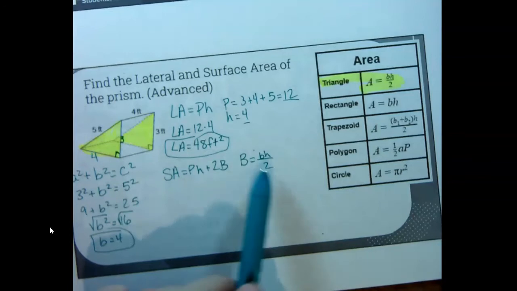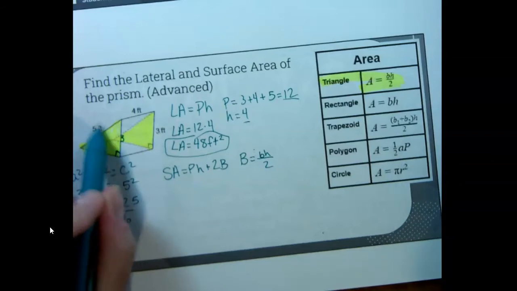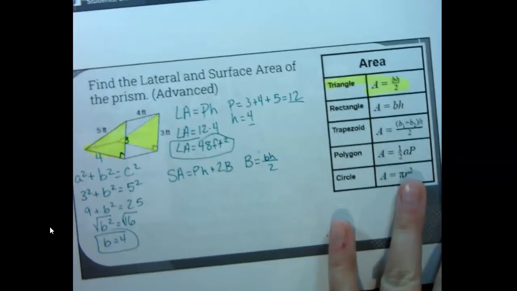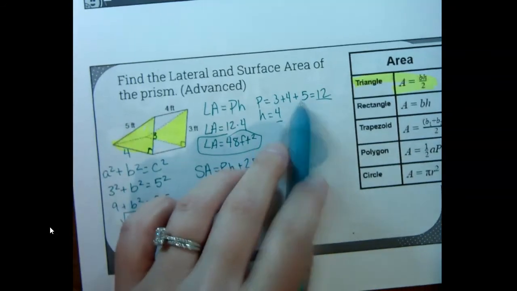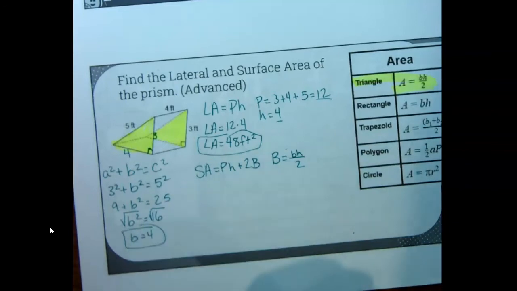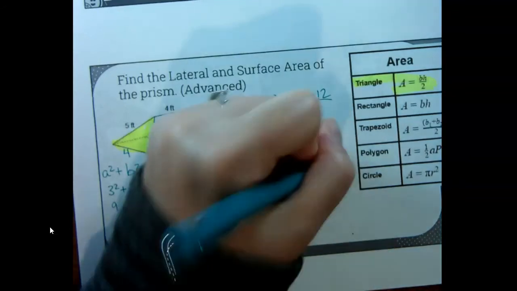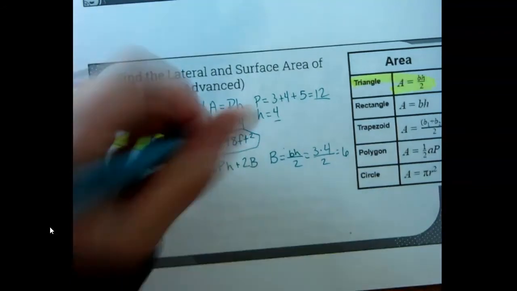Remember, it's super important that the base and the height of the triangles are always perpendicular to each other. So don't get confused. You actually don't need this 5 except to solve for that base there. It's kind of just there to solve for that, and then you don't use it again, except in the perimeter. So you do use that, but you don't use it for the area of the base. You do 3 times 4 divided by 2, because they are perpendicular to each other, and it's the base and the height. 12 divided by 2 is 6, and that's the area of our little triangles over there.